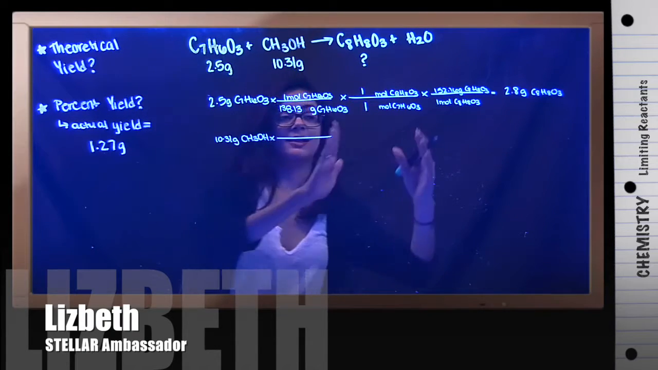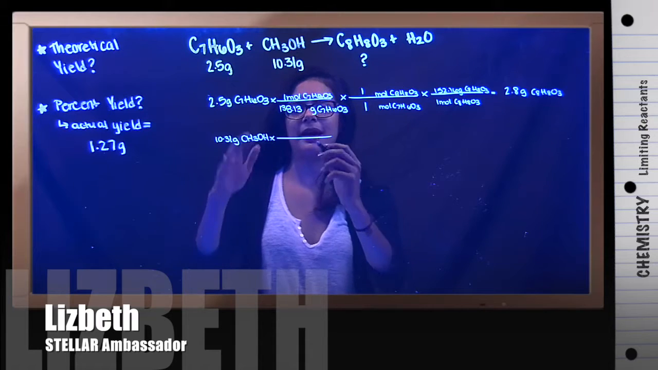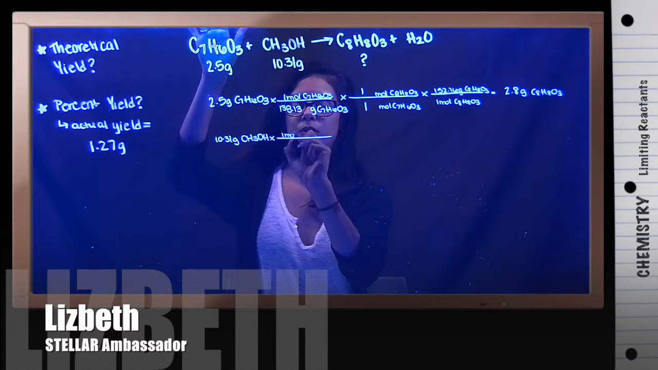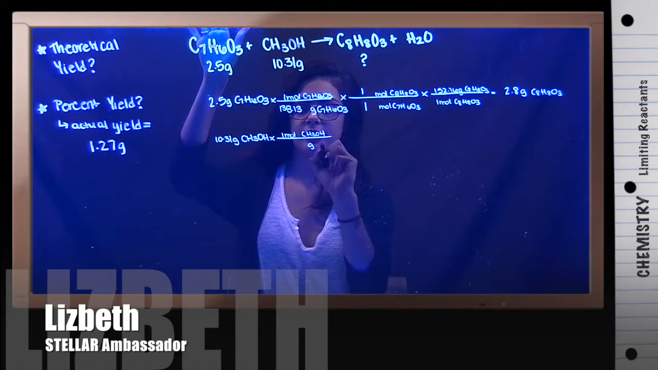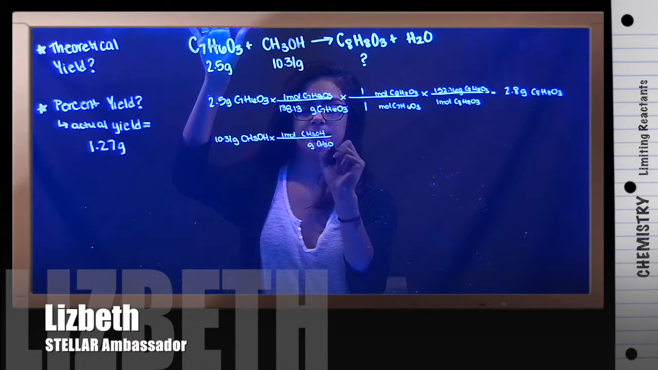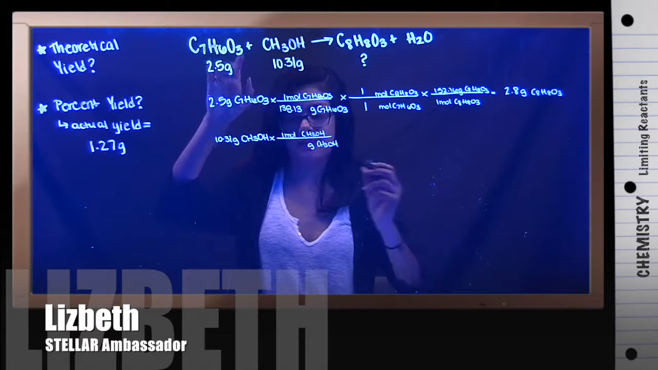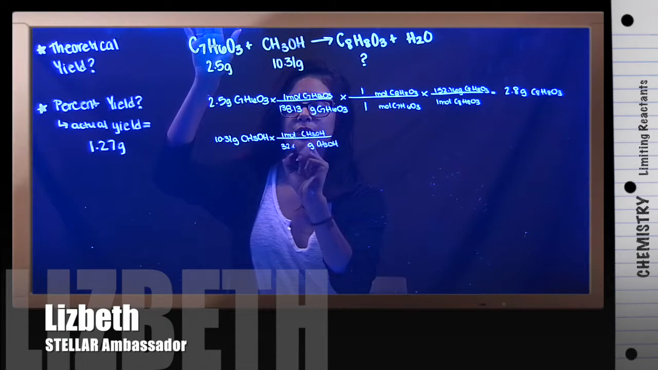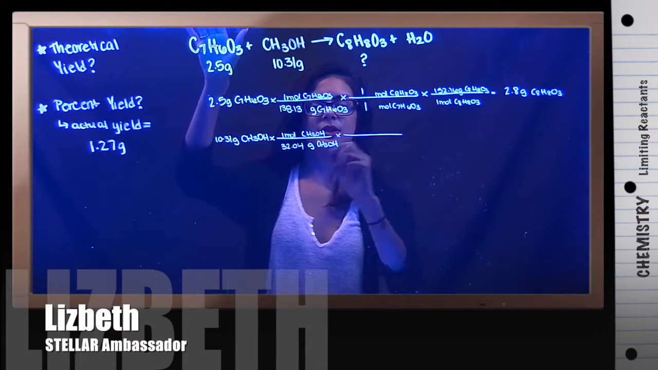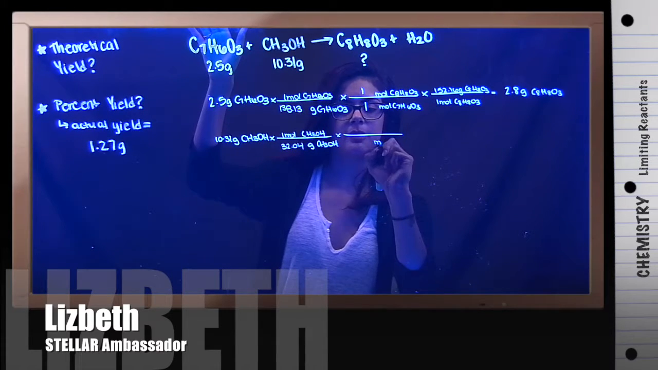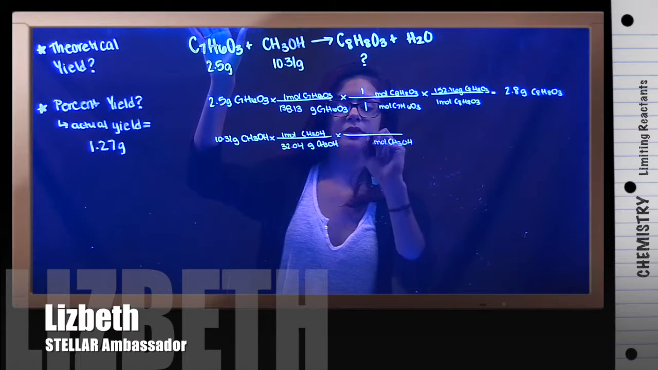And we're going to use basically the same process. So we're going to use the molar mass. So for every 1 mole of our reactant, we're going to have the grams of the reactant. And the molar mass for that one is 32.04. Then we're going to do a molar ratio. So moles of our reactant will go on the bottom, and then moles of our product will go on the top.